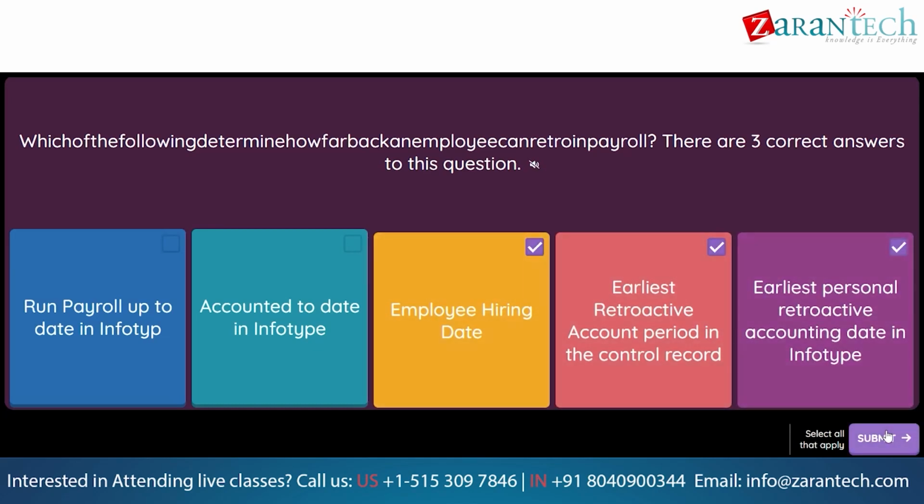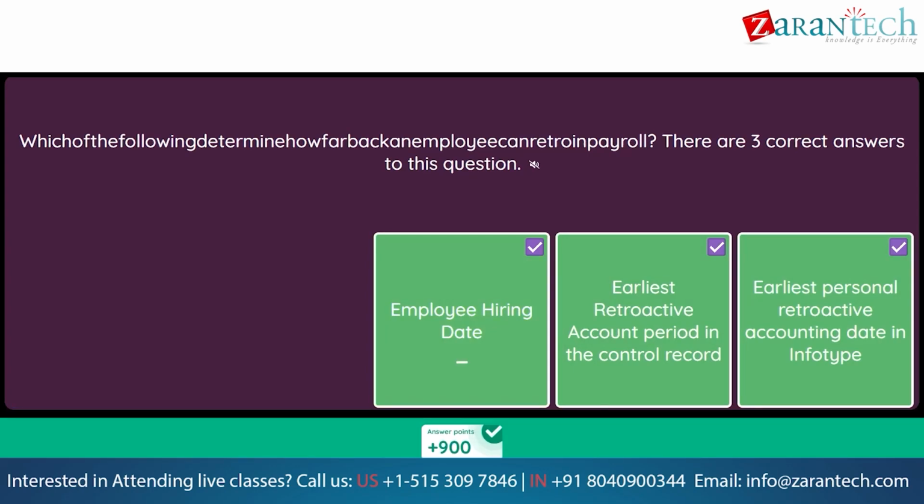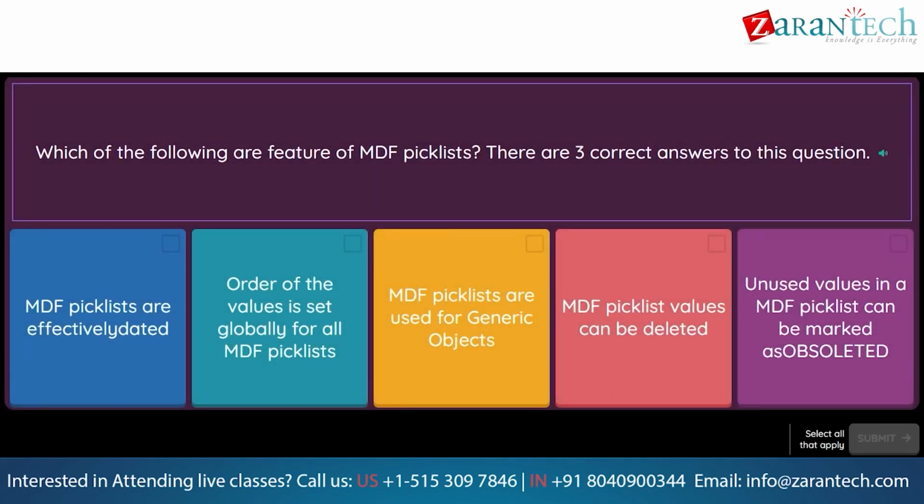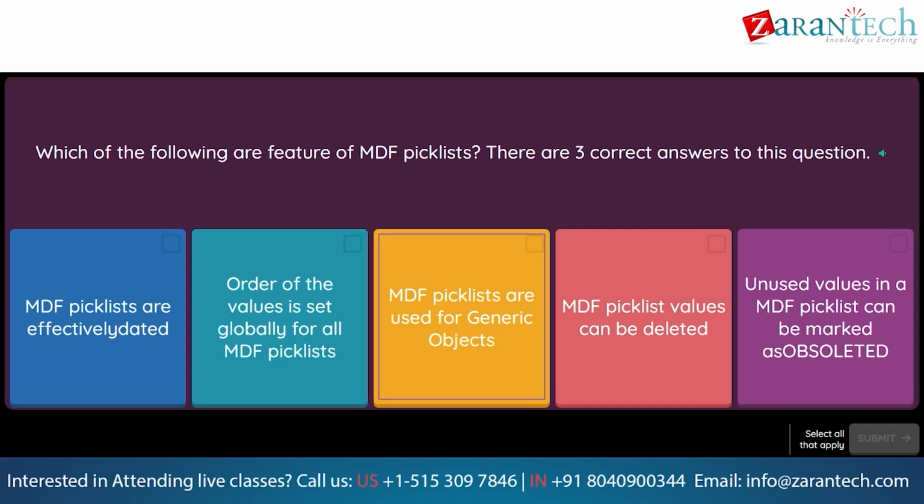Question: Which of the following are features of MDF pick lists? There are 3 correct answers to this question. Option 1, MDF pick lists are effectively dated. Option 2, order of the values is set globally for all MDF pick lists. Option 3, MDF pick lists are used for generic objects. Option 4, MDF pick list values can be deleted. Option 5, unused values in an MDF pick list can be marked as obsolete.